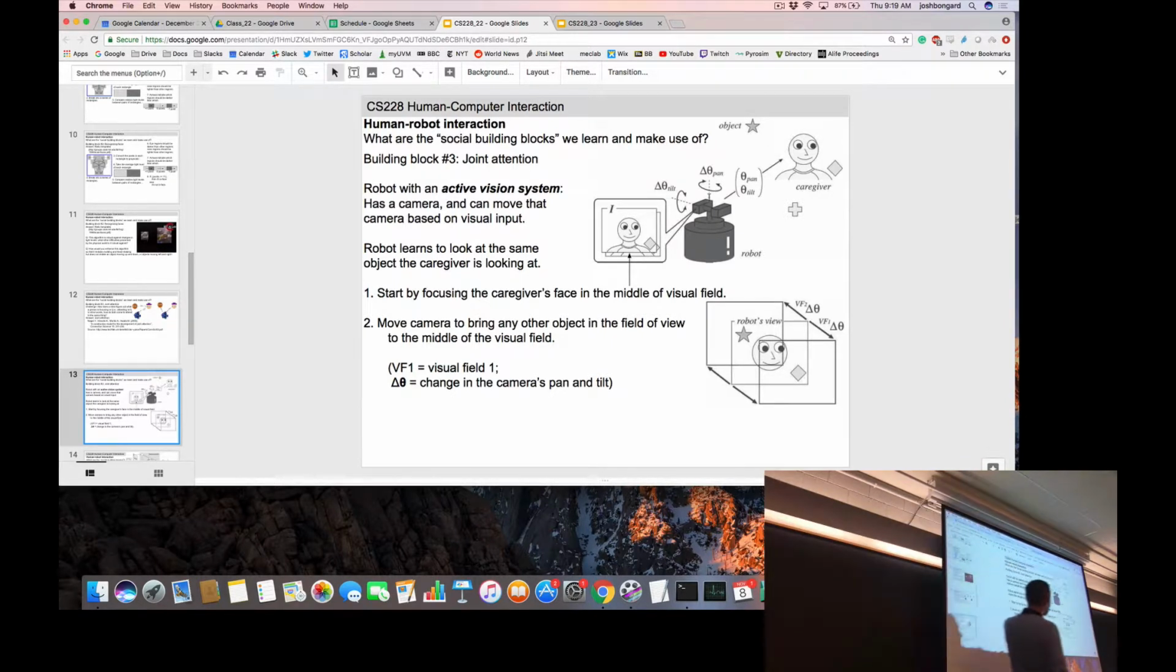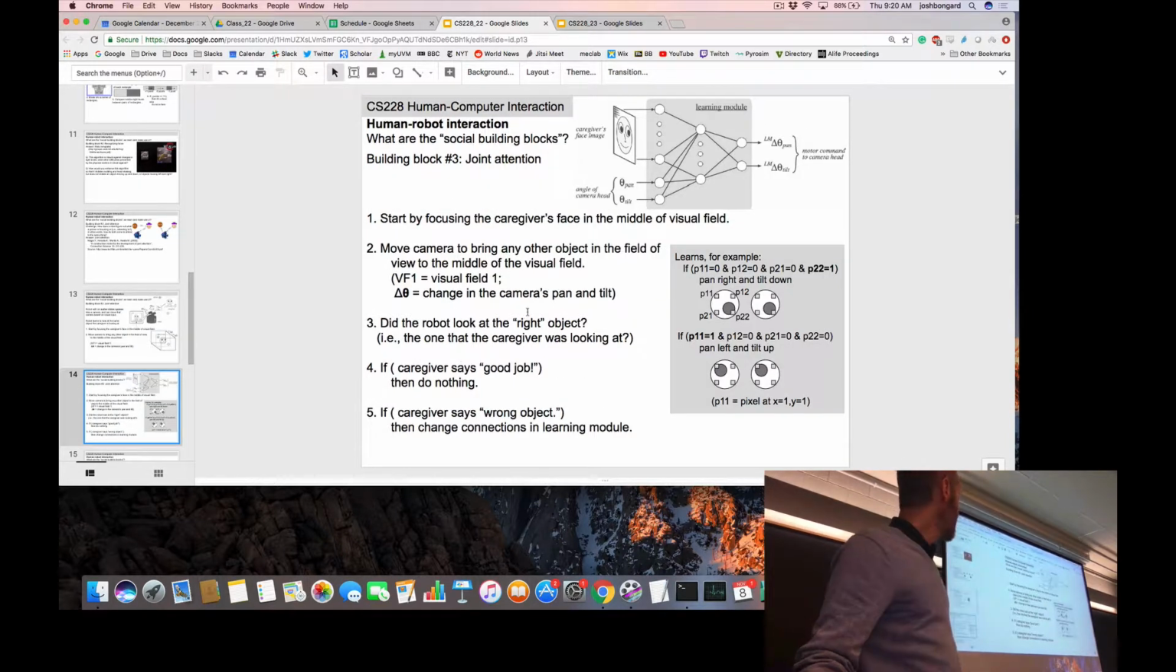So in this little cartoon example here, in the center pane, the robot has centered the human face in the center of its field of view. And as it's looking at the human face, it sees a couple of other objects nearby, these two objects. And this robot is not yet capable of joint attention, so it doesn't know which one the caregiver is looking at. So it's going to pan and tilt so that one of these two objects is in the center of its field of view. Doesn't really matter which one or the other.